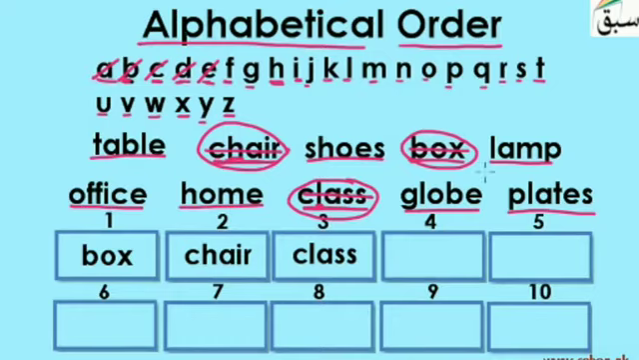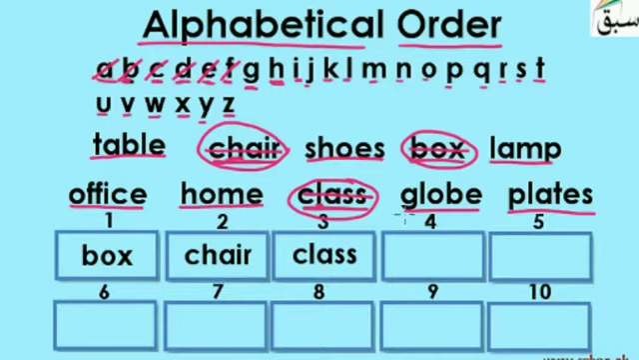Table, shoes, lamp, office, home, globe, plates. And now there is no word from letter F. We will cut this letter F. Now we will come to the next letter G. Again we will read the words: table, shoes, lamp, office, home, globe.